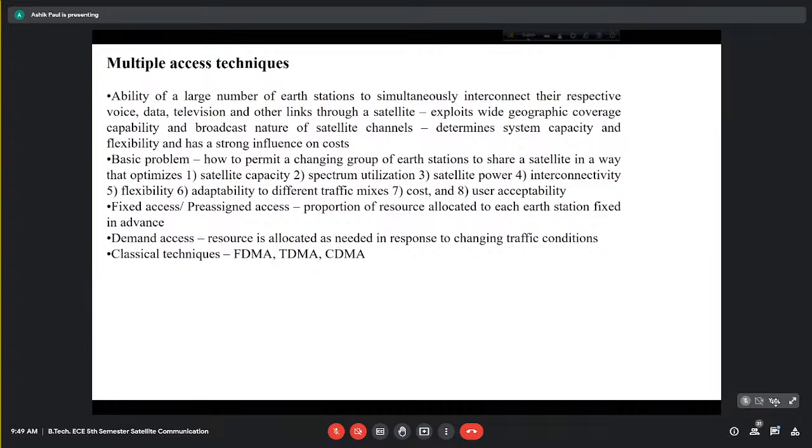So either you can have fixed access or pre-assigned access, where the proportion of resource which is allocated is fixed in advance, or you can have demand access or demand assignment. Both the systems have their pros and cons. Now, fixed access was the traditional way in which multiple access techniques were configured. Let us take the example of India.